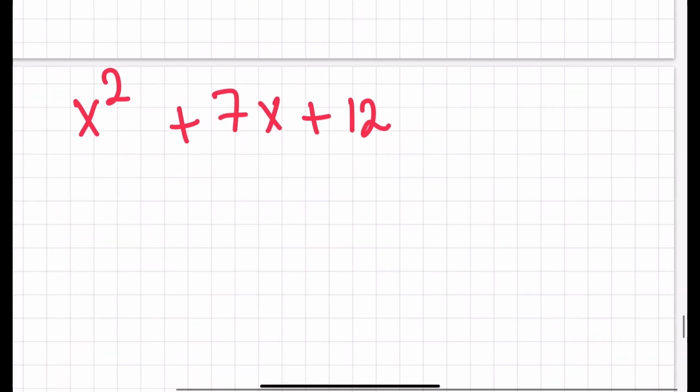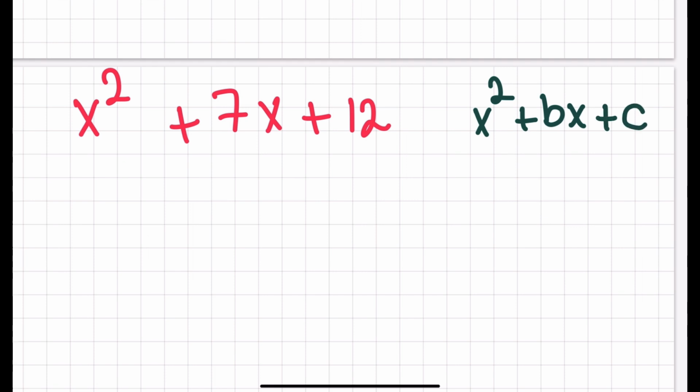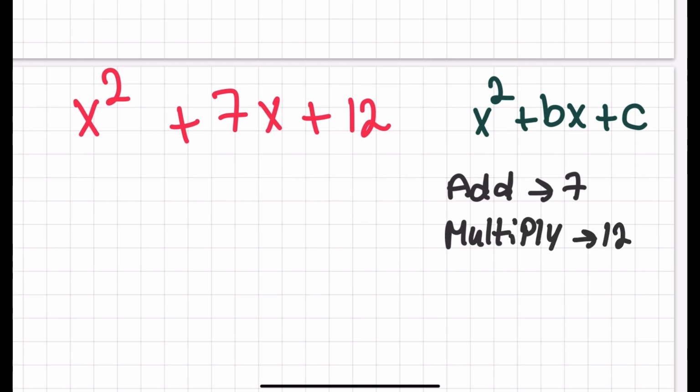So just keep in mind, the form is x squared plus bx plus c. If you remember, I said c is a constant and b is the coefficient of x. So this is why we need to find two numbers that when you add them together, it gives me 7, and when you multiply them together, it gives you 12.